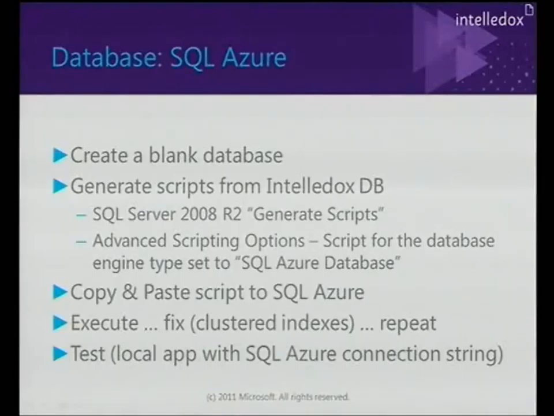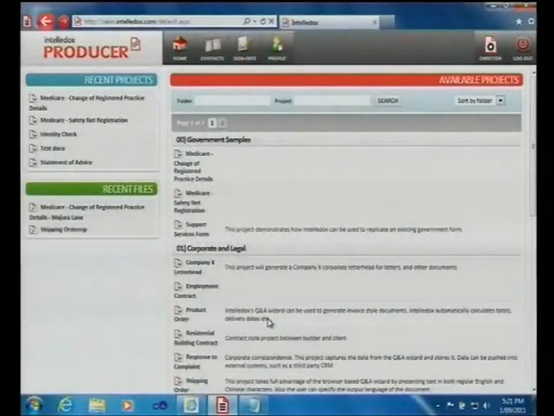And there were a few issues along the way. One of them was the fact that tables must have clustered indexes in Azure for them to work. And I'll get into that in the demo in a second. So we went through this process of executing it, fixing a few issues and repeating that. And importantly, we found that for testing, it was really useful that we could just connect our local instance of IntelliDocs using a connection string straight into the SQL Azure database. Okay.